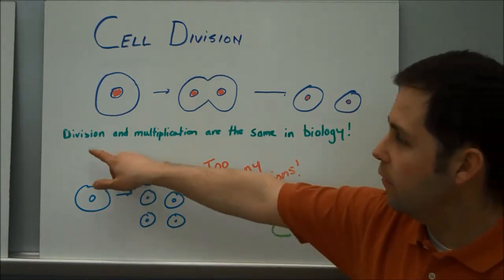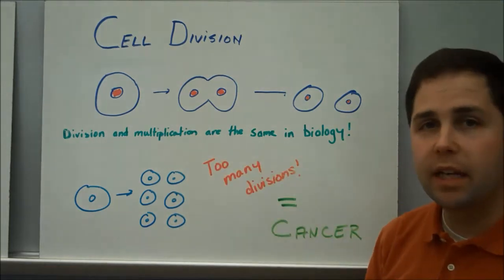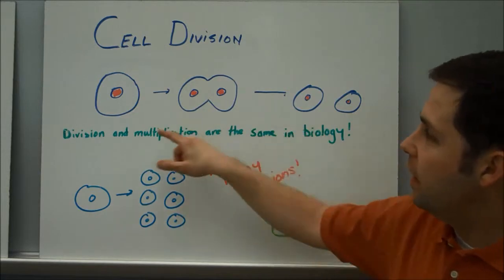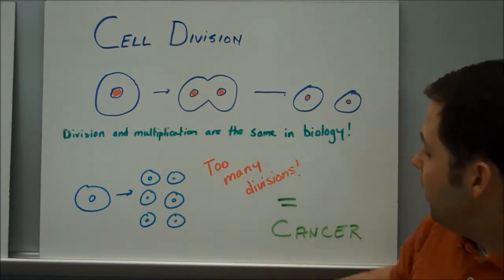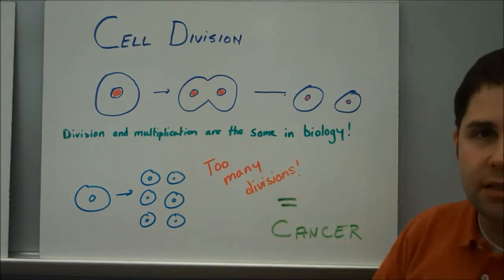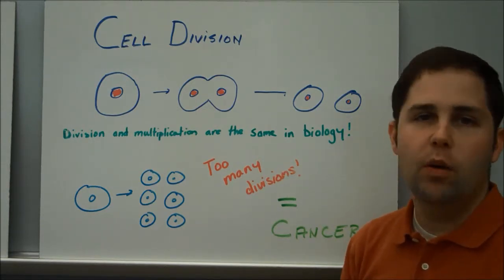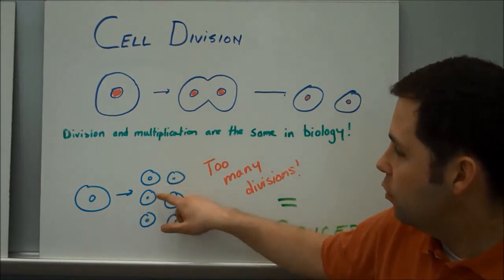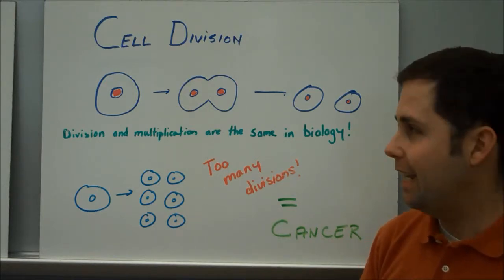Now, a funny joke here for biology is that in biology, division and multiplication are the same thing. That probably doesn't happen in your math class, but for here, cellular division and cellular multiplication are the same idea, right? So when we think of cancer, cancer is where we have too many divisions. So anytime you get a cell that divides more than you want it to, say you only want it to divide 1 into 2, and instead it divides 1 into 2, and then 4, and then 6, over and over, you're going to get cancer.